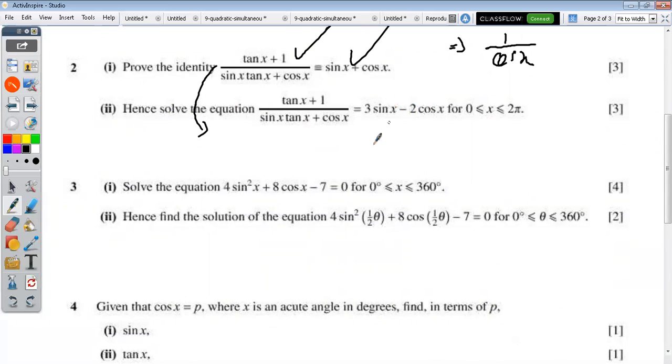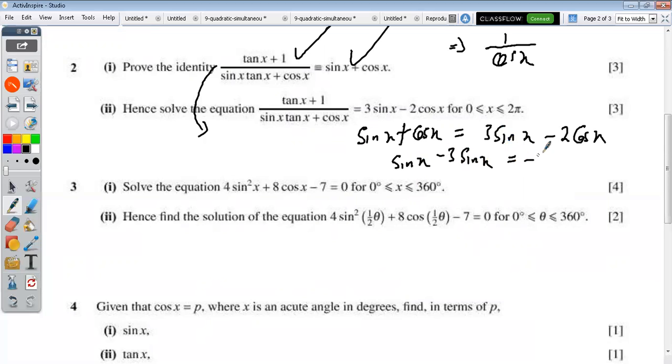Hence solve the equation that is equal to that. Okay, so we now know this. So it means sine x plus cos x is equal to 3 sine x minus 2 cos x, like this. Clear now? Move everything to one side, that's what I would suggest. So there I will have sine x minus 3 sine x is equal to negative 2 cos x. Bring that to the other side, minus cos x, then this one gives you minus 2 sine x is equal to negative 3 cos x.